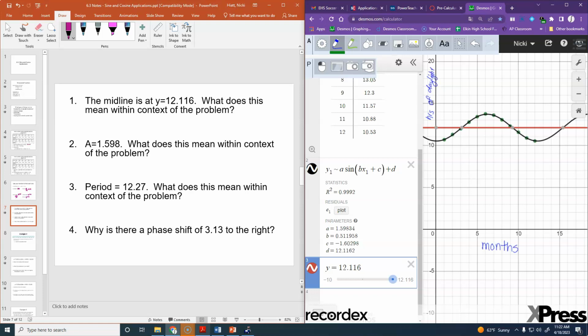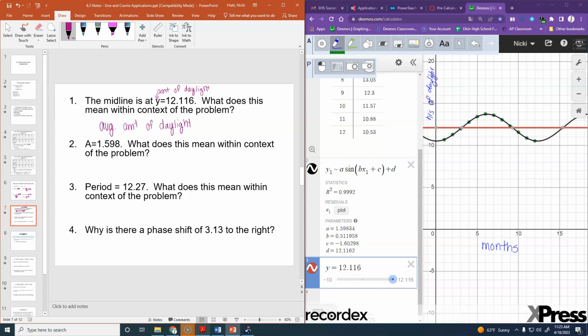So what is that midline? In context of hours of daylight, months. It would be your average amount of daylight. Right, because it goes right through the middle of the graph, so it takes into account highs and lows. It'd be your average amount of daylight. Think Y is amount of daylight. Right? So, amount of daylight equals 12.116. That goes through the middle. It's your average.